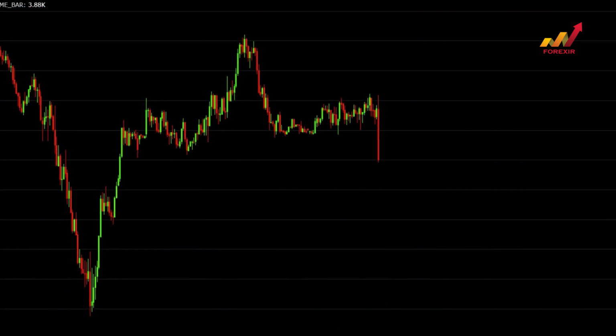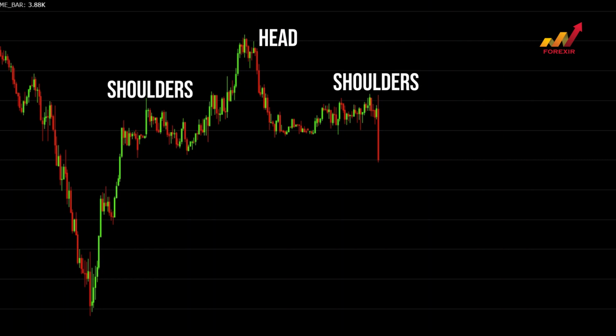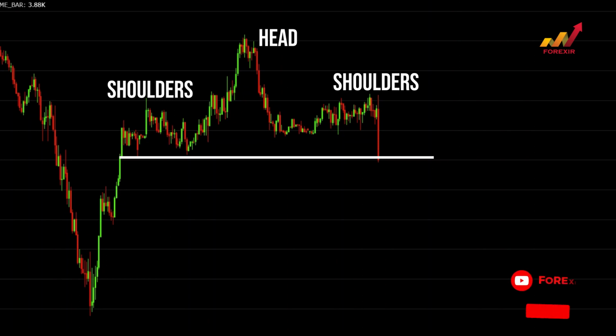How to trade the head and shoulders pattern. Here I draw a trend line. After the price breaks the trend line, I can enter a sell position. You can also wait for the price of this area to retest and enter a sell position after the pullback.